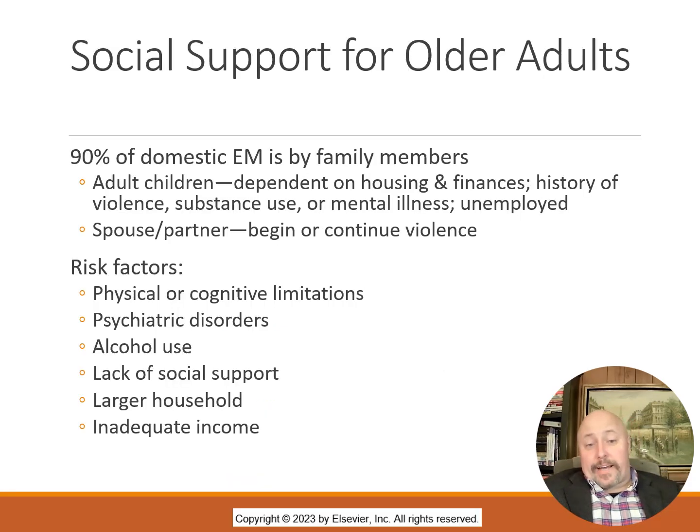90% of domestic elder mistreatment is by family members, unfortunately. Adult children, maybe even spouses. And the risk factors are everything from physical or cognitive limitations. When you get an ATI, one of your big risk factors is going to be confusion. Alzheimer's, Parkinson's is one of your highest at risk for mistreatment. Other things like psychiatric disorders, alcohol use, a lack of social support around them to report that mistreatment by the immediate family, a larger household, inadequate income.